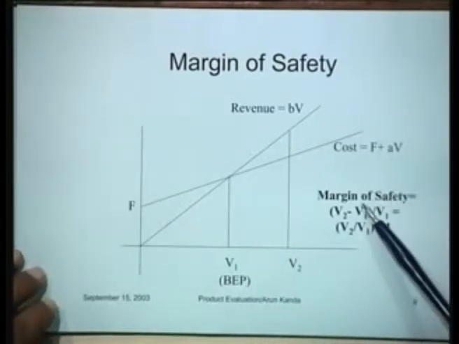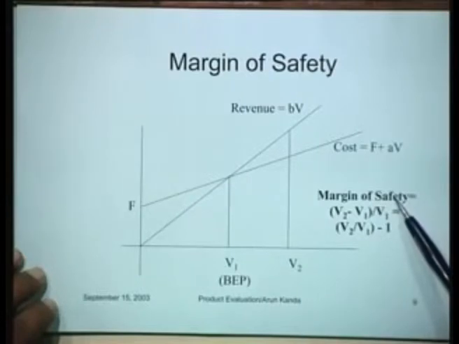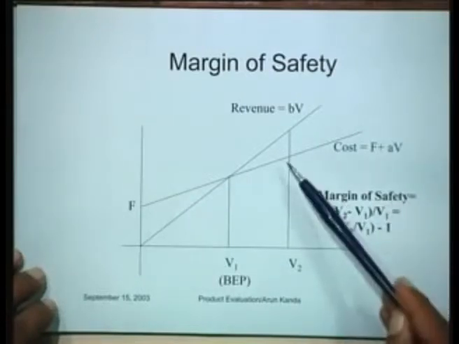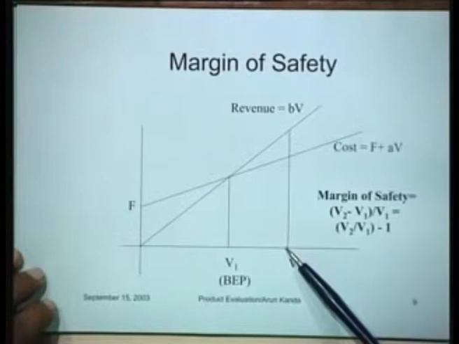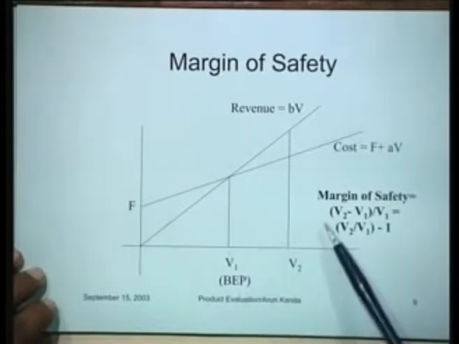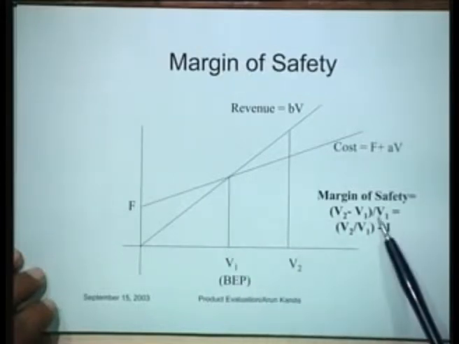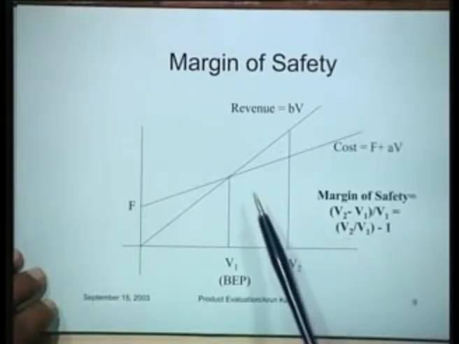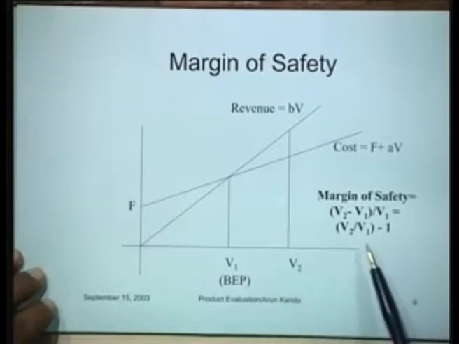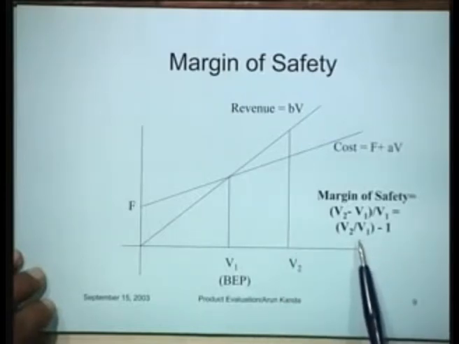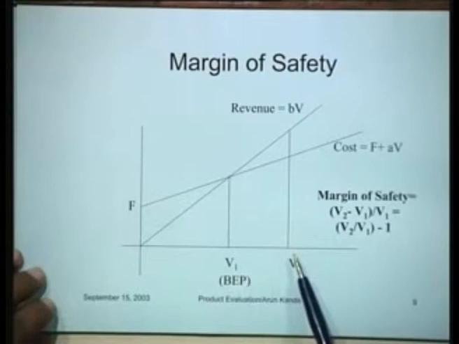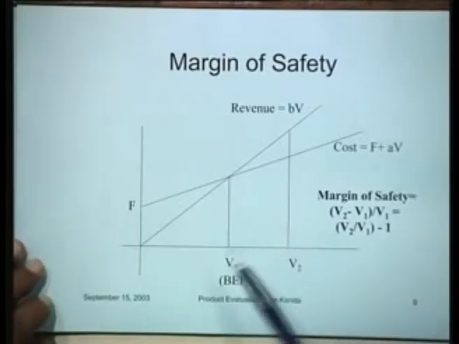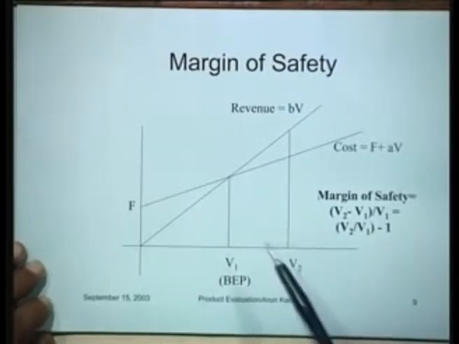So we define a concept called the margin of safety. The margin of safety of operation, if you are operating at V2, is just (V2 minus V1) divided by V1, which is nothing but V2 by V1 minus 1. So in fact, at any point of operation, you can calculate a margin of safety, and this would give you an idea of how safe you are in terms of operation.